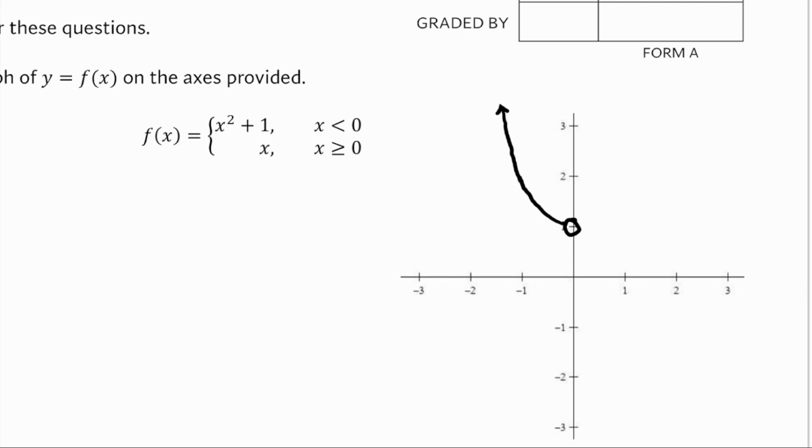And x when x is greater than or equal to 0. So that would be the line through the origin. Since it's greater than or equal, we'll have a filled in circle, and we know how to draw y equals x. It's a straight line up like that with slope 1. So that's going to be a good sketch.